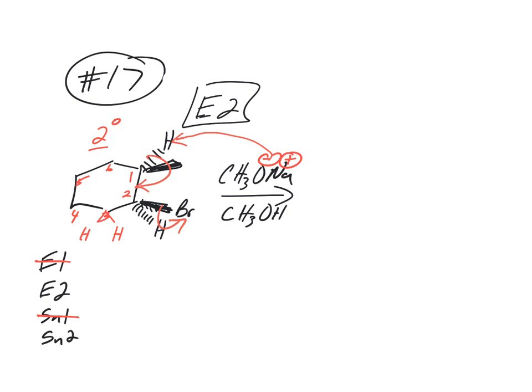E2 reaction. What's our product going to look like? Get a new pi bond between which two carbons? 1 and 2. So that there. E2 product. Zaitsev product. Most substituted product.